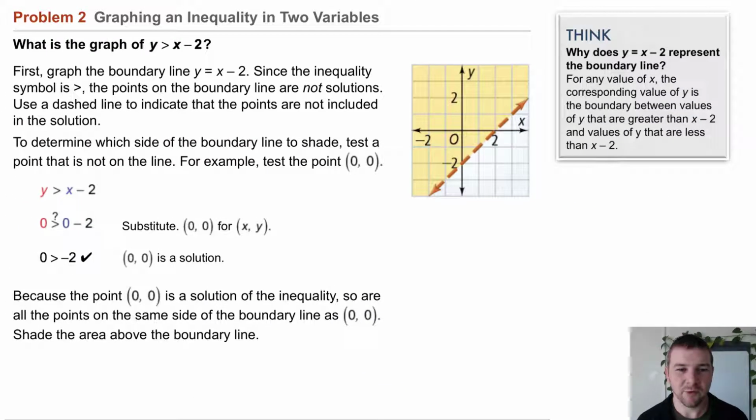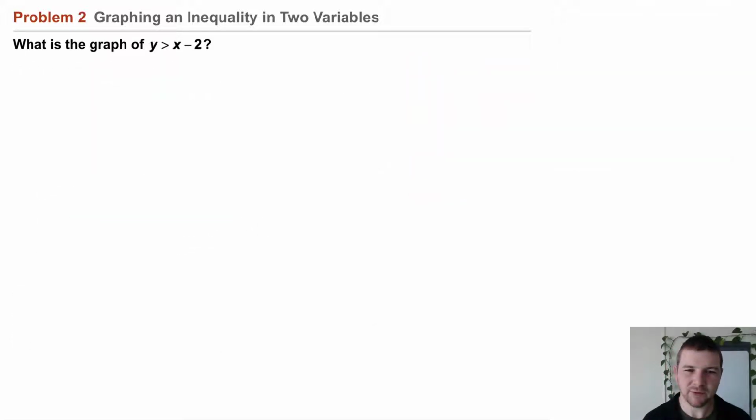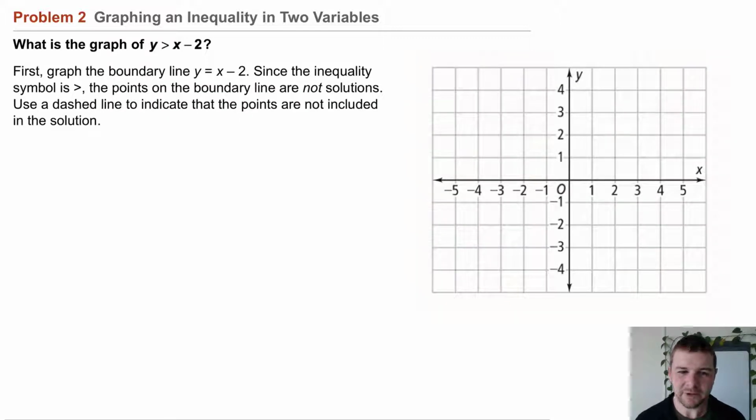Problem 2. Graphing an inequality in two variables. What is the graph of y is greater than x minus 2? First, graph the boundary line by considering the related equation y equals x minus 2. Since the inequality symbol is greater than, the points on the boundary line are not solutions. So we're going to use a dashed line to indicate that the points are not included in the solution.